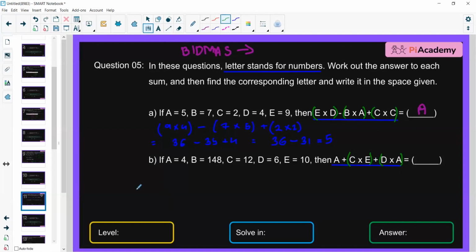Okay, Samriddhi, would you like to tell me the answer for this? Which letter is correct? The answer would be B. Yes, guys, is B the correct answer? All right, very good. So for the first one, the answer is A, and for the second one, the answer is B.